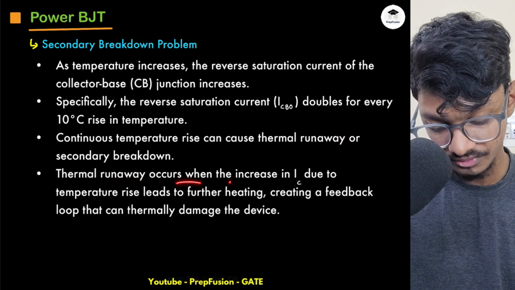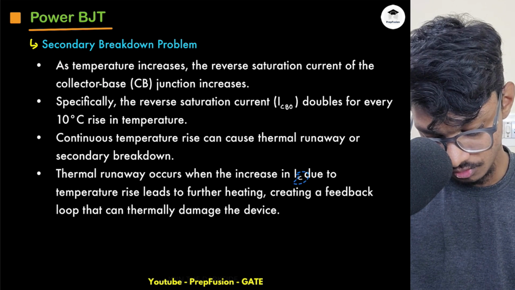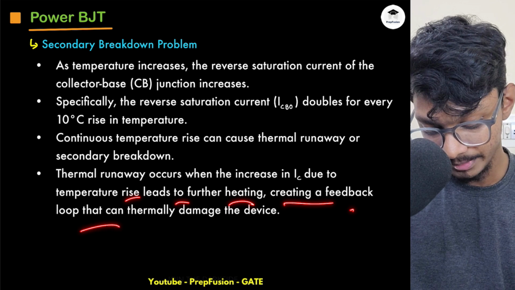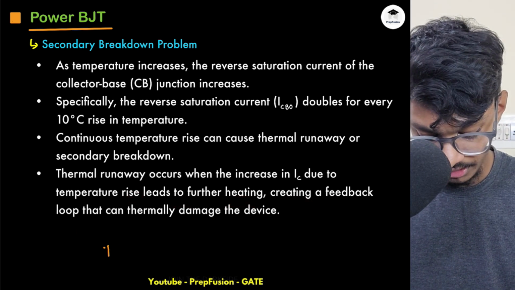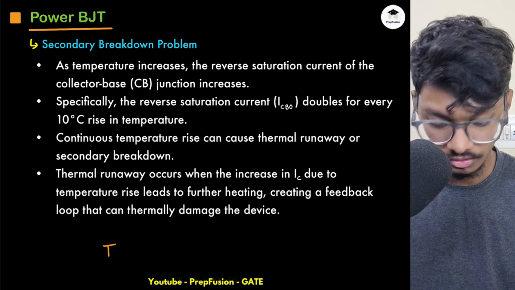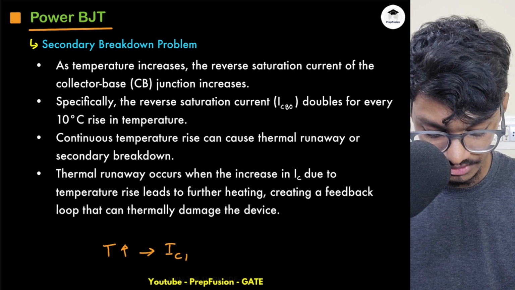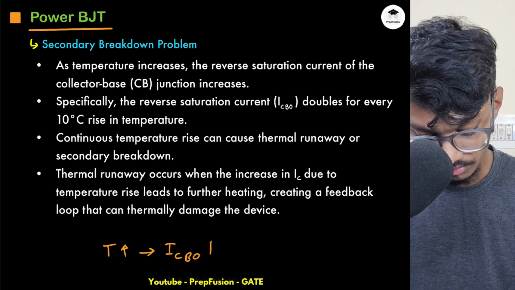Thermal runaway occurs when the increase in IC due to temperature rise leads to further heating, creating a feedback loop that can thermally damage the device. What do I mean? First of all, due to collision of electrons, the temperature is increasing. Now if the temperature increases, as I've already mentioned, the reverse saturation current ICBO increases, right? ICBO increases.